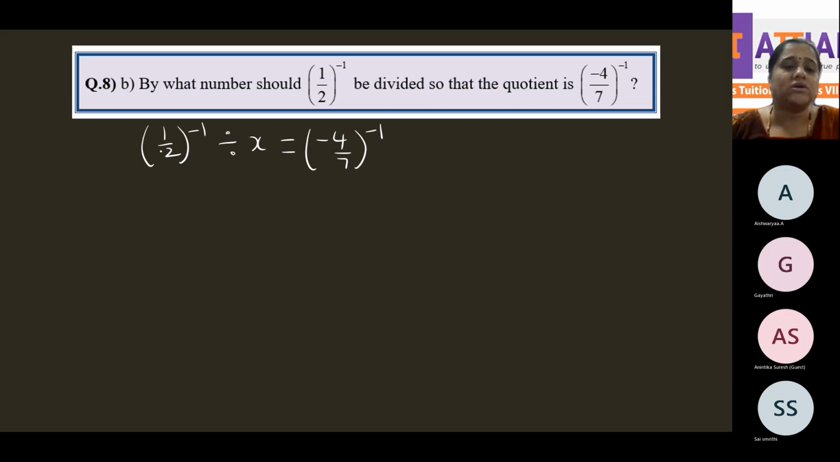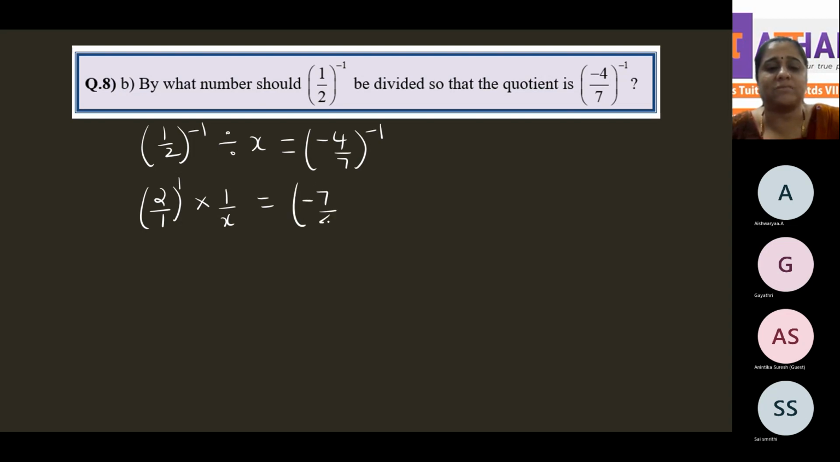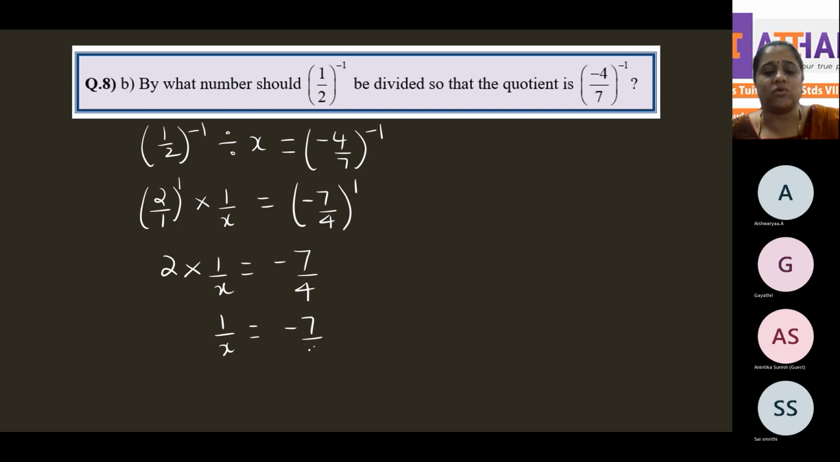So now what can you do? 1 by 2, we can make it 2 by 1 and write minus 1 as plus 1. Division becomes multiplication, x becomes 1 by x, and here also the reciprocal of the base, minus 7 by 4, with the power 1. So this is nothing but 2 into 1 by x is equal to minus 7 by 4.